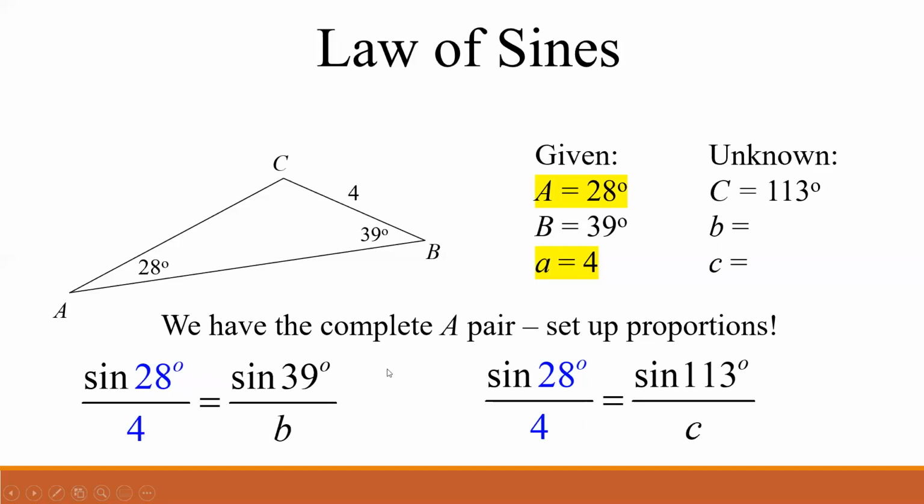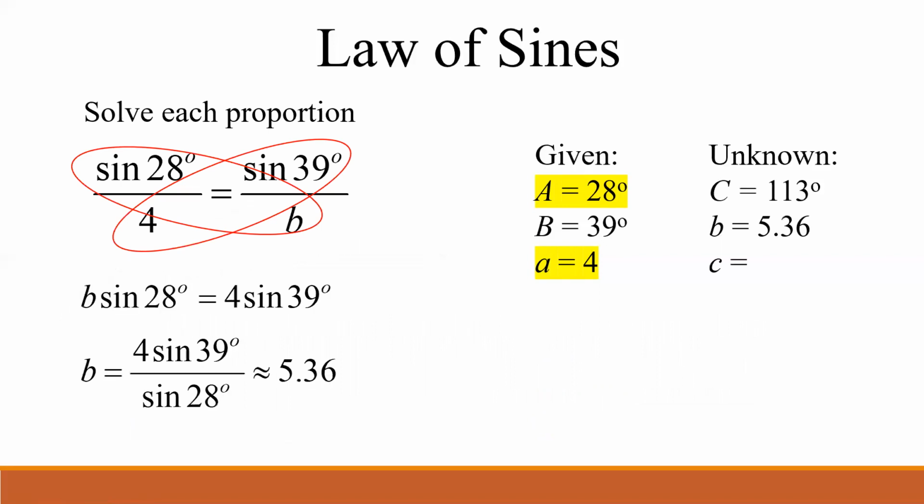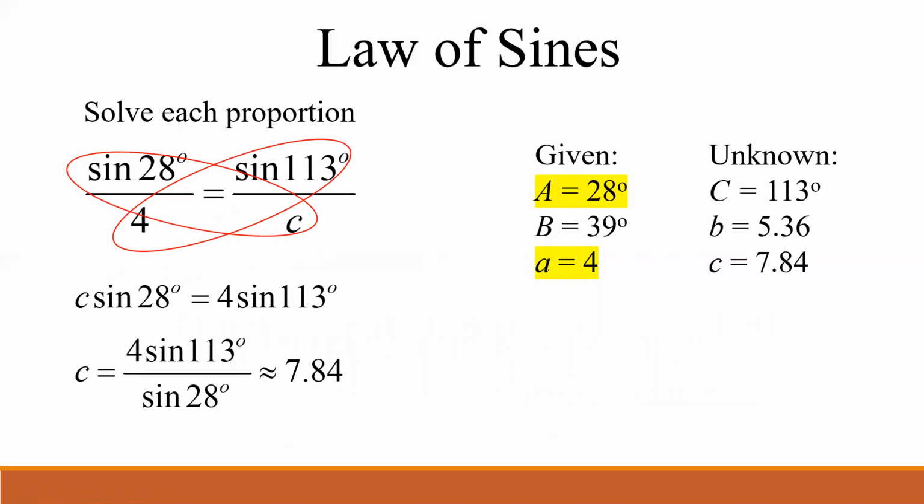Okay, and again, cross multiply and divide for the B side, and you should get 5.36. And then doing the same exact thing for the C proportion, cross multiply and divide, and you should get 7.84. Okay, so that is how you do the law of sines.